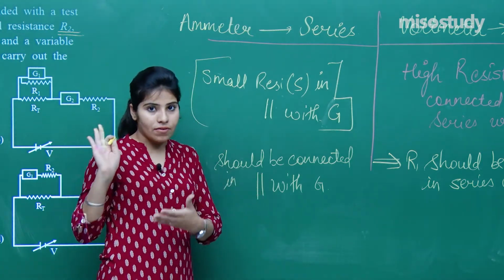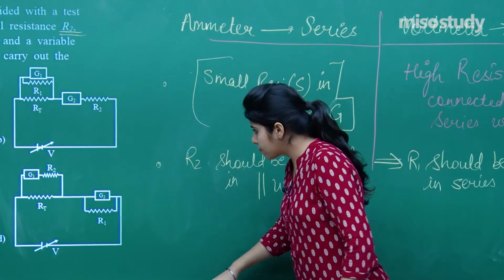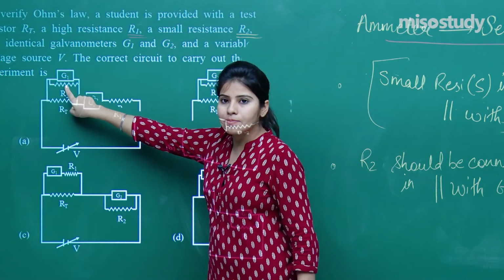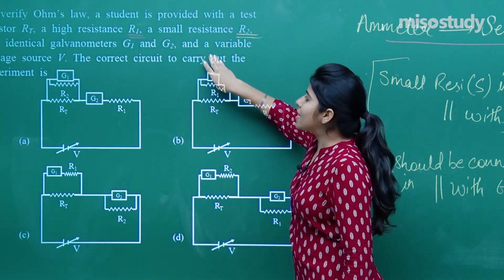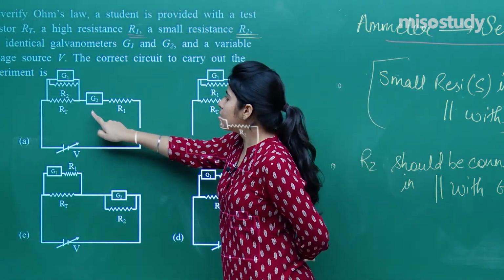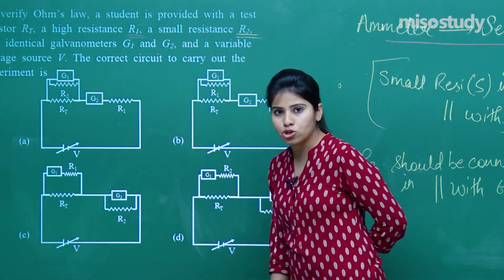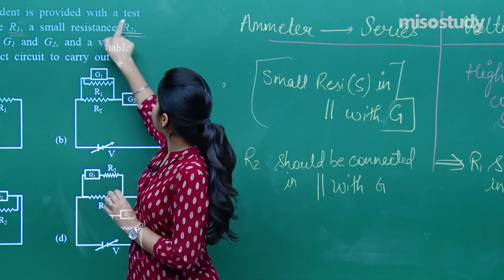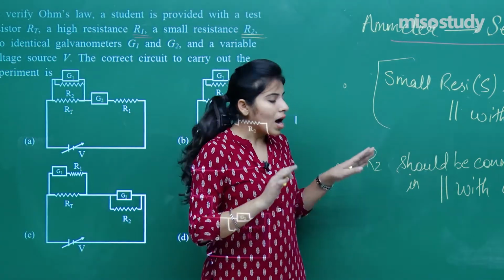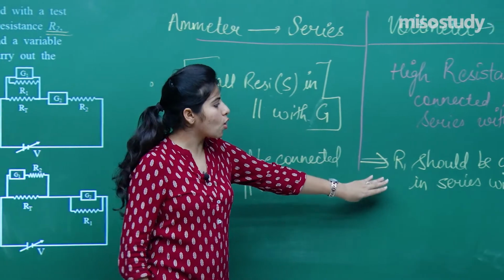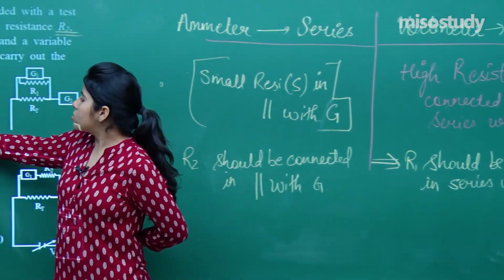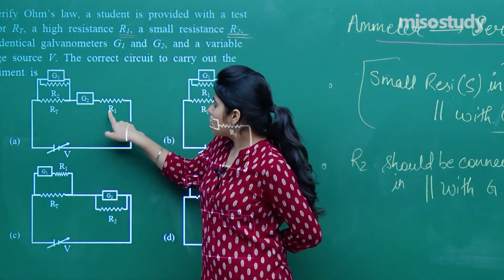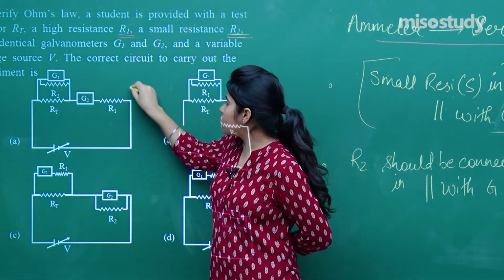Now we have to check whether this is available or not. R2 should be connected in parallel with G. Look at this side. In this case, first of all, R2 is connected in parallel with G1. But two identical galvanometers G1 and G2 have been given also. And second thing, this R1 is connected in series with G2. R1 should be connected in series with G. If I'm talking about the high resistance, I should call this G1 and this G2, right? So G1 should be connected in series with R1. Is G1 connected in series with R1? No. So this is not the correct answer.